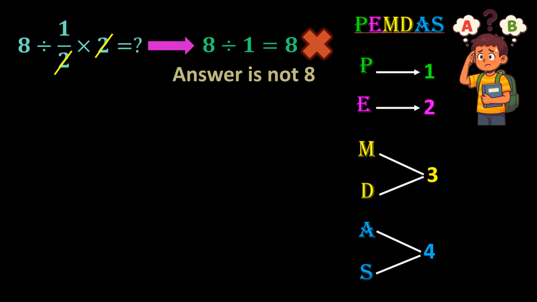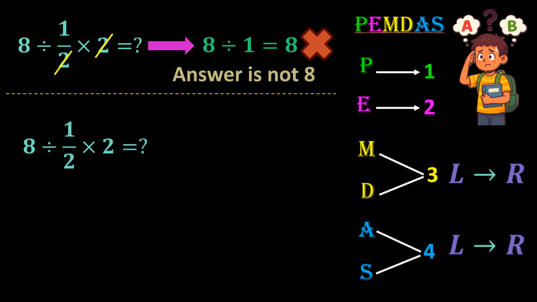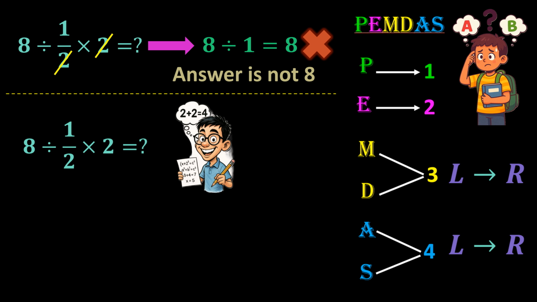First I do parentheses, then exponents, then multiplication and division from left to right, and finally addition and subtraction from left to right. According to PEMDAS, we have multiplication and division here, and we move from left to right. 8 divided by 1/2 is solved using the KCF rule.